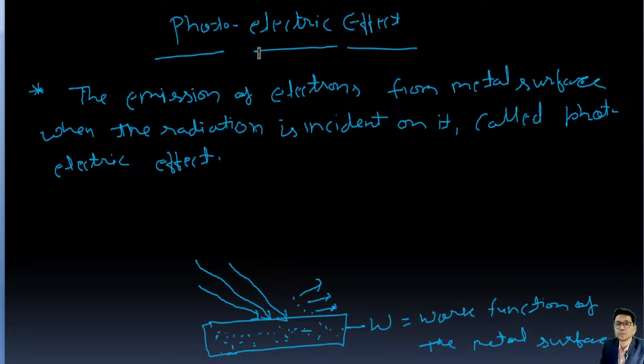The photoelectric effect is the emission of electrons from a metal surface. I would request you to please watch my previous class for the photoelectric effect, where I have explained that in detail. So the emission of electrons from a metal surface when radiation is incident on it is called the photoelectric effect. This is the metal surface, and this is the work function, and this is the beam of incident light which is incident on the metal surface, and these are the electrons which are ejected.